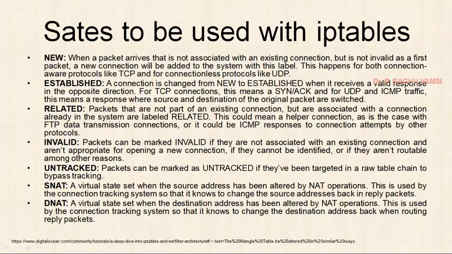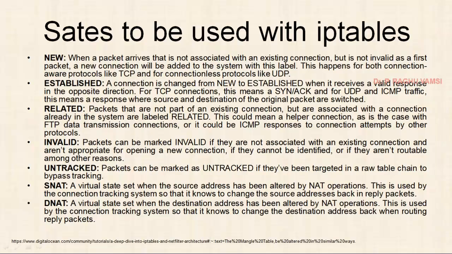RELATED: packets that are not part of the existing connection but are associated with a connection already in the system are labeled as related. For example, in the case of FTP data transmission connections, or ICMP requests, these kinds of things are said to be related. INVALID: packets can be marked invalid if they are not associated with an existing connection and are not appropriate for opening a new connection, if they cannot be identified, or if they are not routable, among other reasons.